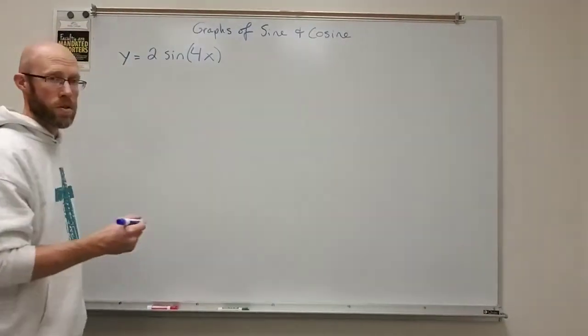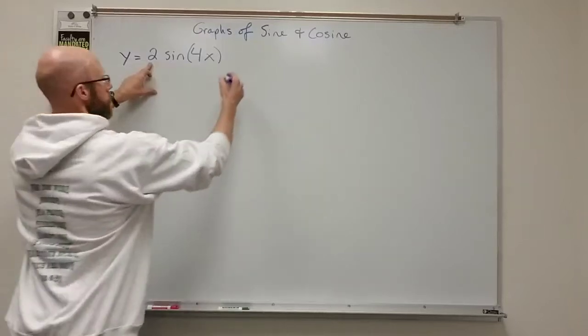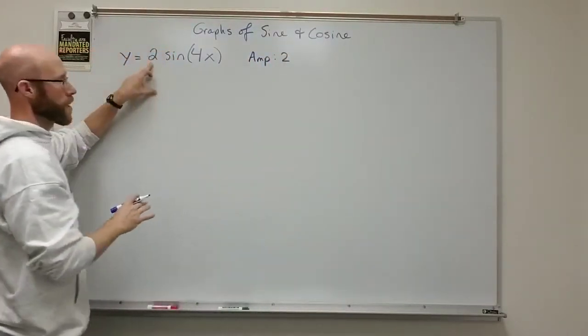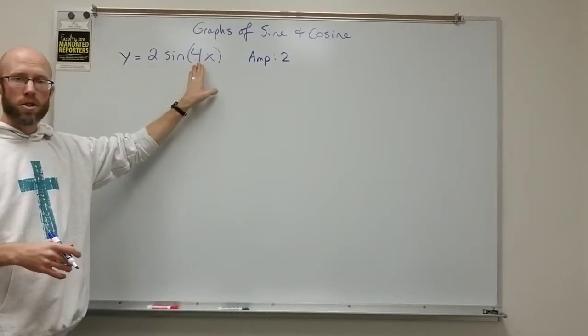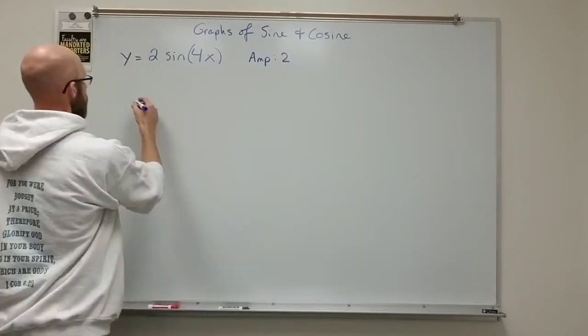So the first thing I'm going to do is determine the amplitude. Well, the amplitude is 2. All right, so amplitude is 2. I know that right off the bat. We don't have to worry too much about that one. The 4 determines the period. So let's take a look at the period for a moment.